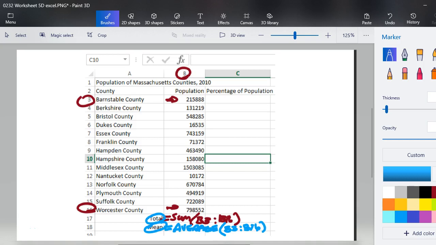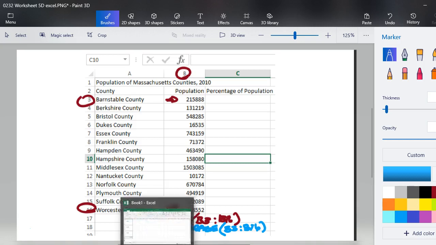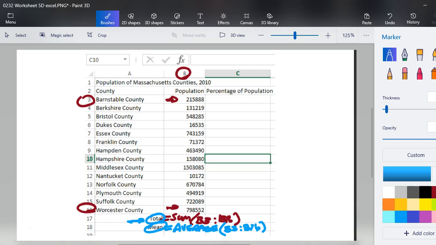Finally, Part C says, assume that the total population of Massachusetts has been correctly computed in cell B17. Whatever we got right there, let's assume it was correct. What formula, using relative and absolute cell references, would we enter in cell C3? Okay, C3 is up here. What are we going to enter into cell C3 to compute the share of Massachusetts population in Barnstable County expressed as a percentage of the state population?